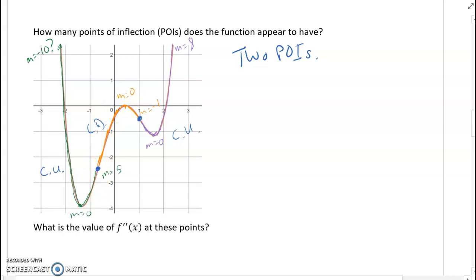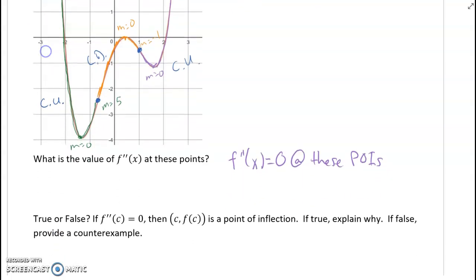So it appears, we don't know this for certain, but it appears that f double prime of x equals 0 at these points of inflection. All right, good. So the next question might become this true or false question. If f prime of c is equal to 0, then c comma f of c is a point of inflection. And if it's true, I want you to explain why. If it's false, I want you to provide a counterexample.